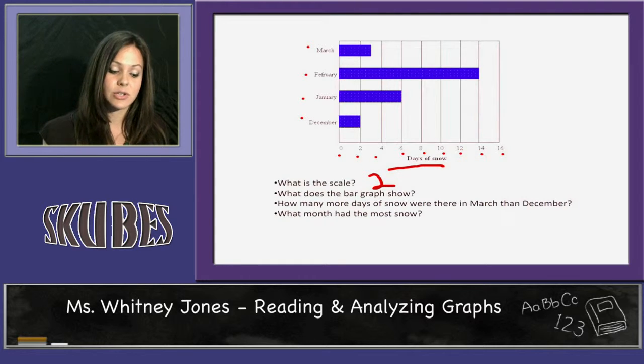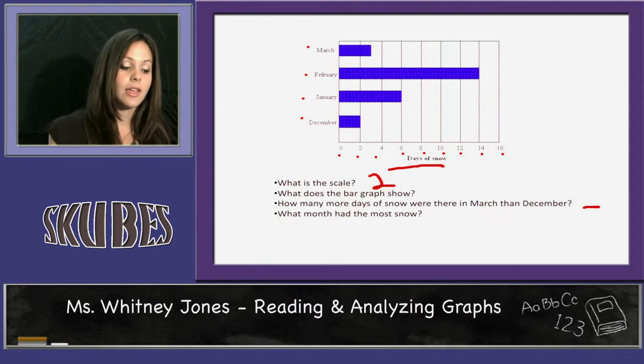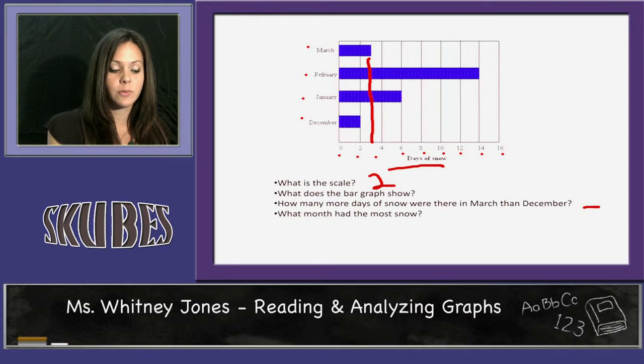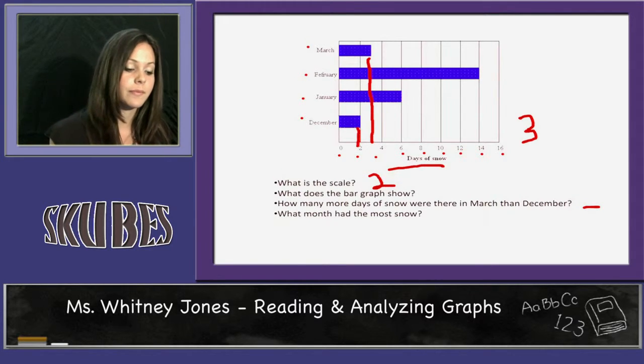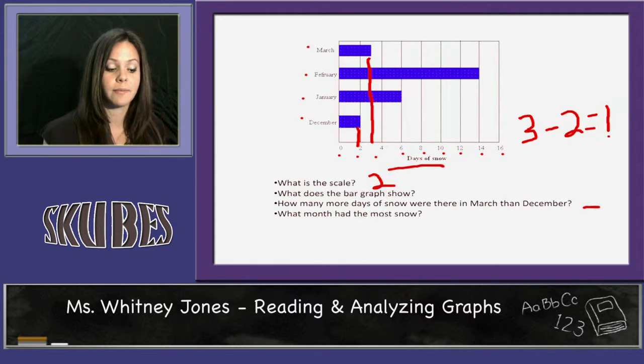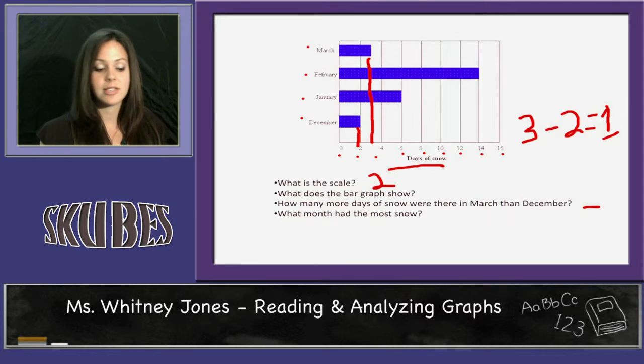How many more days of snow were there in March than December? Again, anytime we see how many more, we know we need to subtract. In March, we see that it falls right between the 2 and the 4. That tells us that there were 3 days of snow in March. In December, the bar is exactly on the 2, so it only snowed 2 days in December. 3 minus 2 equals 1. There was 1 more day of snow in March than December.